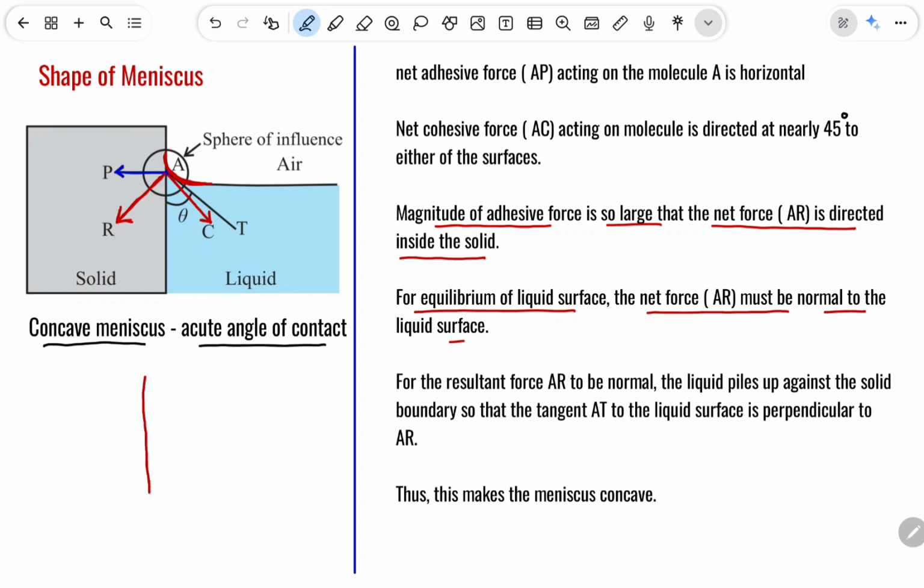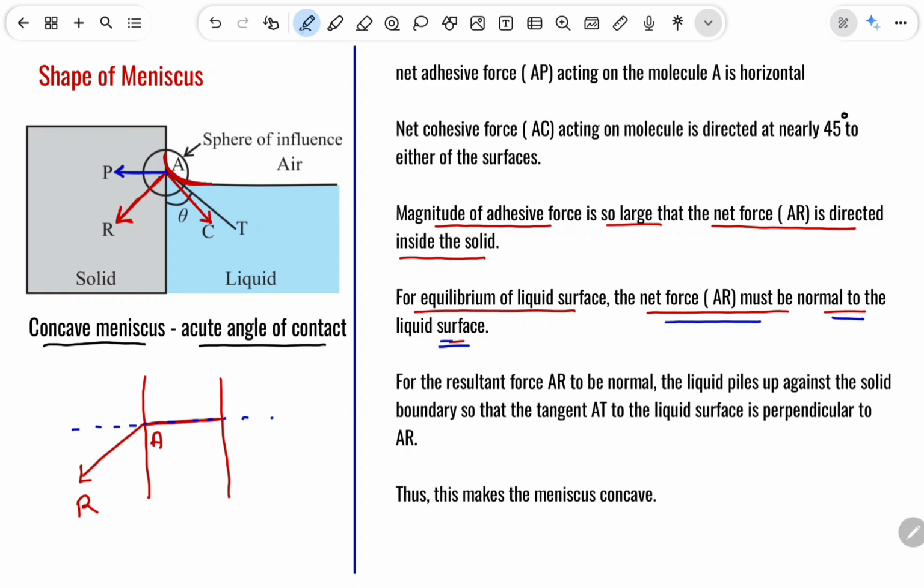Now, initially, the liquid surface is flat. And this is the force AR. Now, if we draw a tangent to the liquid surface, the force AR is not perpendicular to this tangent. But the requirement for equilibrium says that the net force must be normal to the liquid surface.